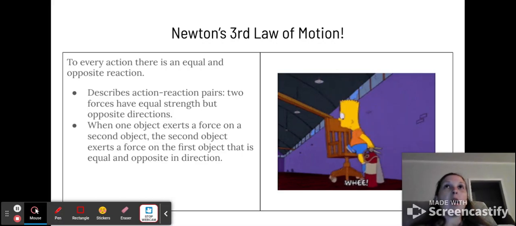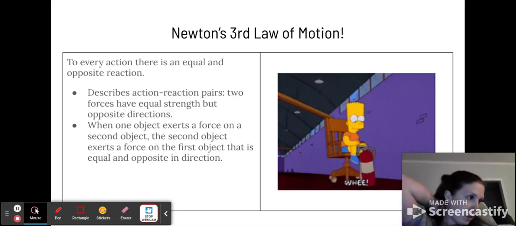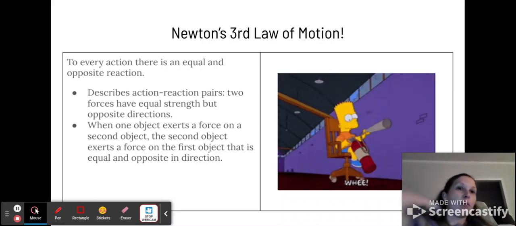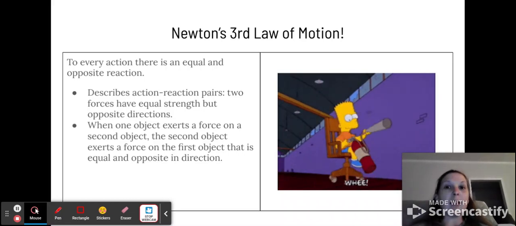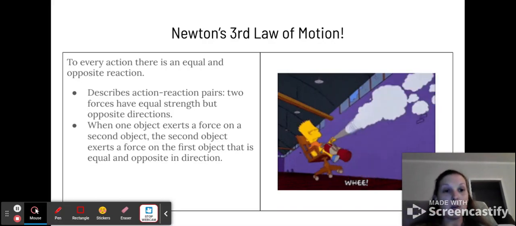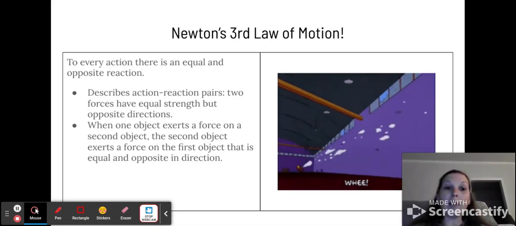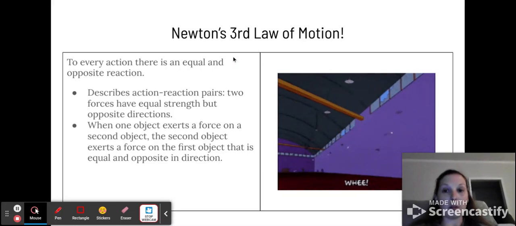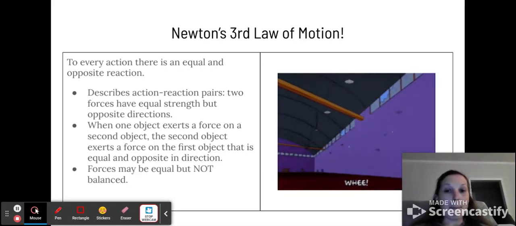So think about when you push against an object and the object does not move. That means it has an equal but opposite force back on you. So if you're not moving and the object's not moving and you're at a stalemate, that is Newton's third law. However, in a lot of cases, one side will exert more of a force than the other. These forces may be equal but not balanced.